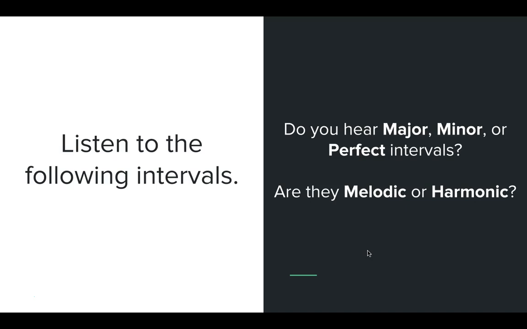So here is an example of a major interval. Notice that bright, happy sound. Here's a minor interval, that sort of sad sound, and then that heroic, perfect interval sound.